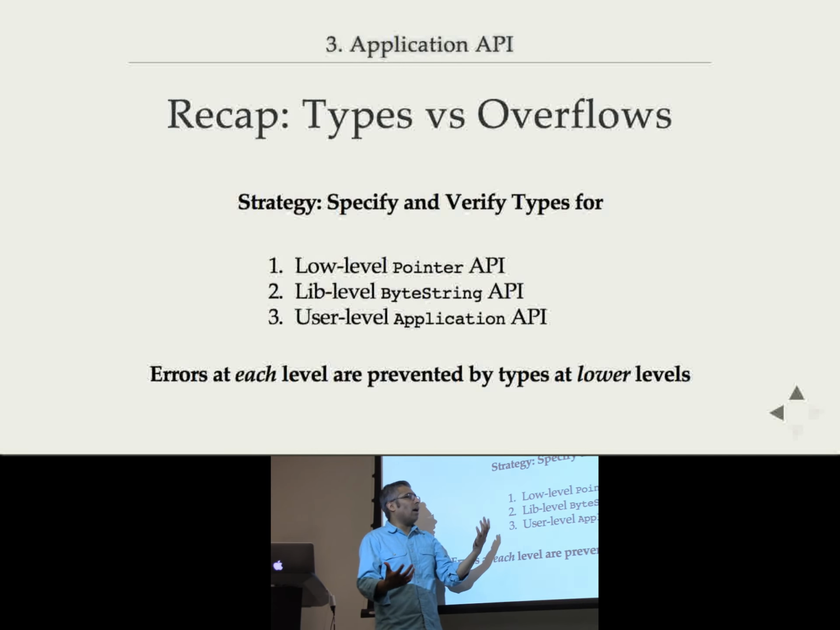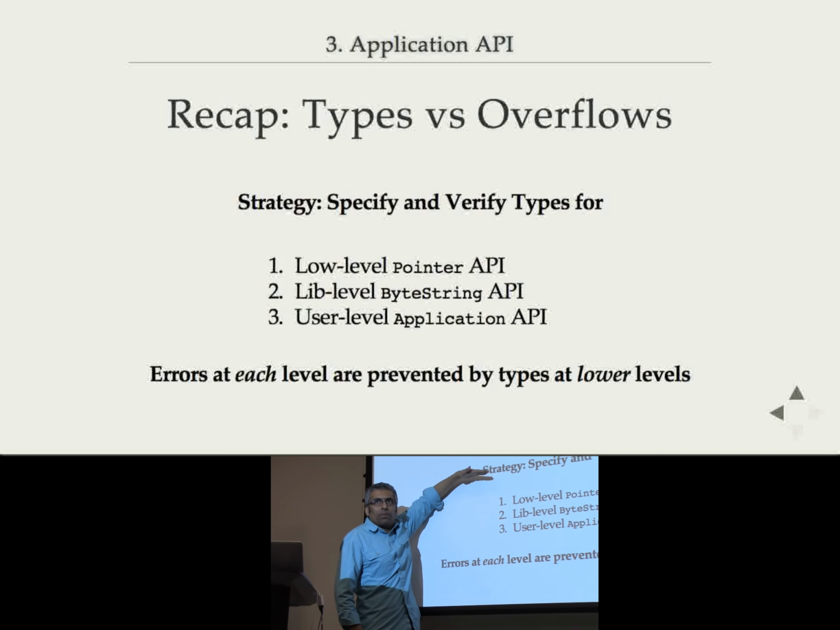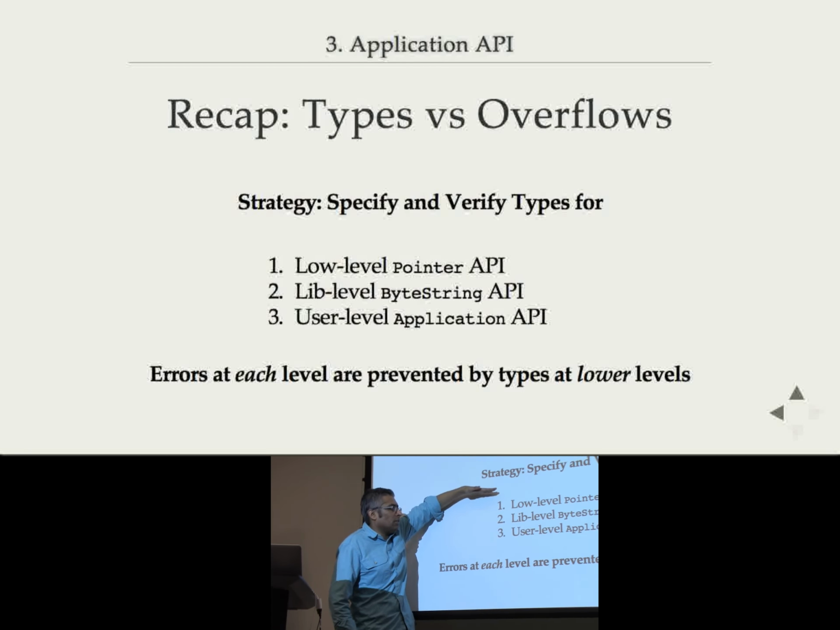So this is roughly how it works. You start at the bottom, you write types, and then you have to dredge those types up the call stack, as it were, all the way to the top, right? And at each step, you use the types from the previous step to make sure you aren't doing something wrong.